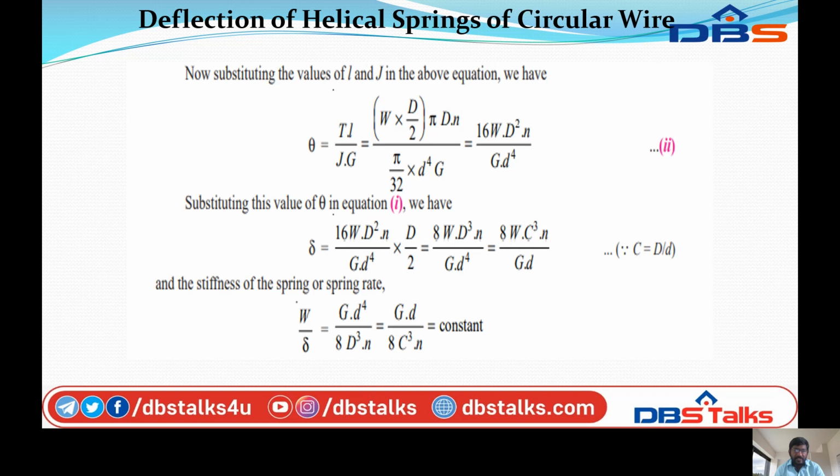And the stiffness of the spring, or spring rate, W by delta, is equal to G into d power 4 by 8 into D cube into N, that is equal to G into d by 8 into C cube into N. So this is constant.